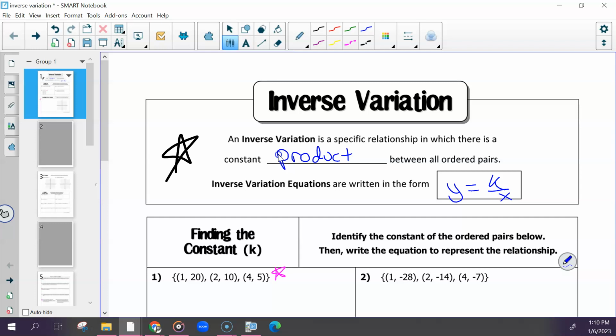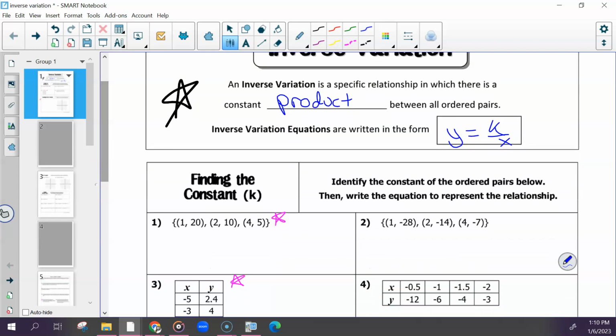When finding your constant k for direct, we use the equation k equals y over x. Here it's k equals y times x. Just like the direct variation equation, if you forget how to find k, you can use the original equation to find it.